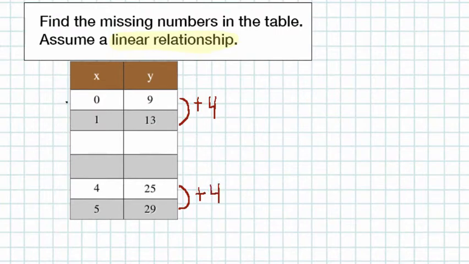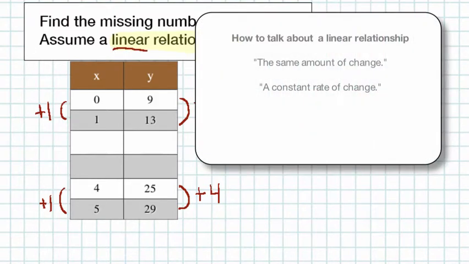In the x side, you can see that 0 to 1 is a change of 1, and 4 to 5 is also a change of 1. So how does this help us find the missing numbers in the table? Now remember that it says to assume a linear relationship. That means that the amount of change will be the same throughout the entire table.